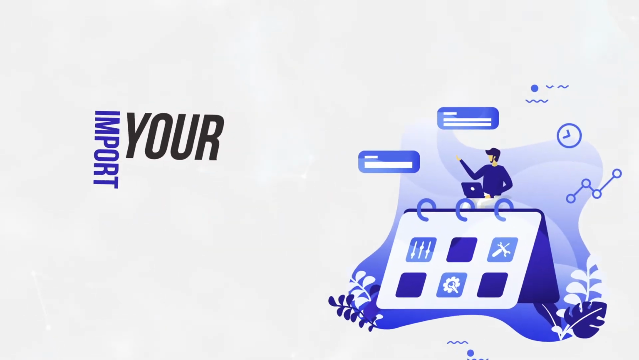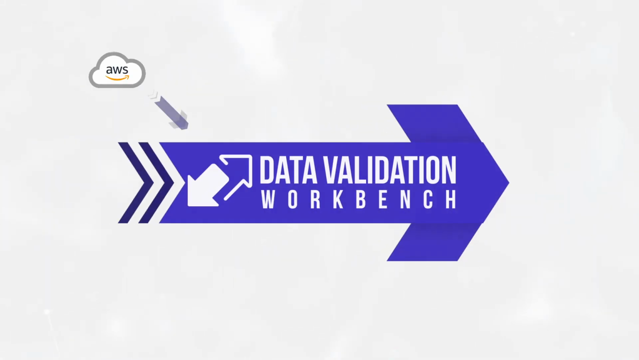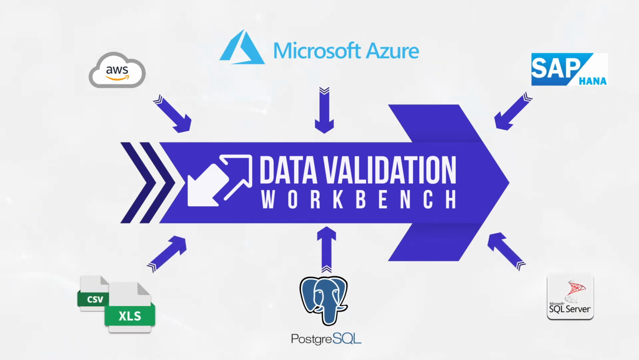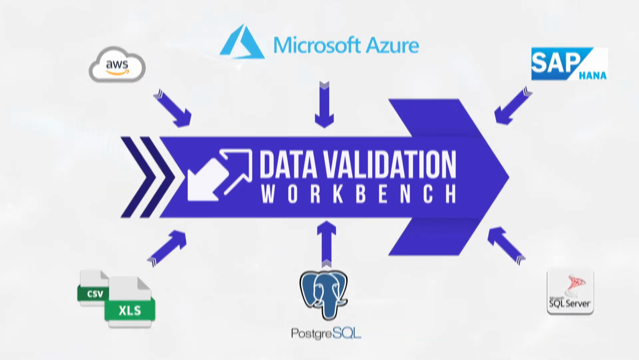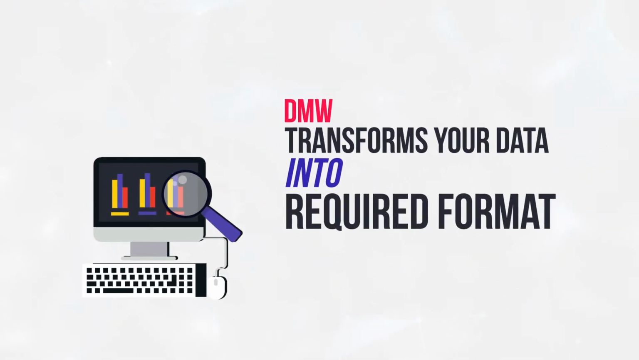Data Validation Workbench can read data from any source type, like databases, Excel, flat files, and cloud-based services like Azure or Amazon AWS. It can also be easily adapted to read from different, new sources.